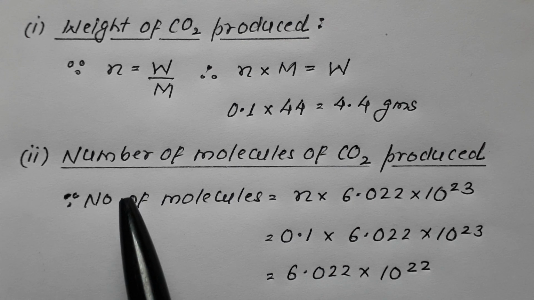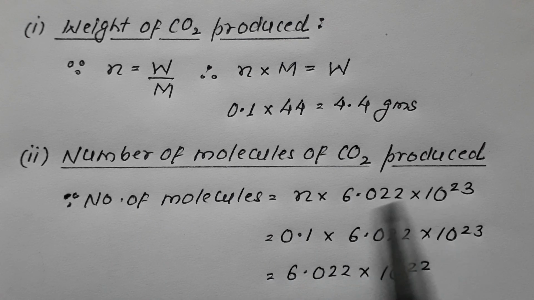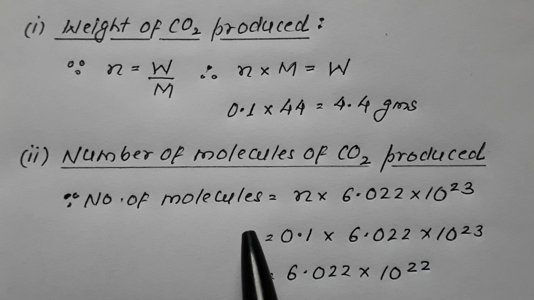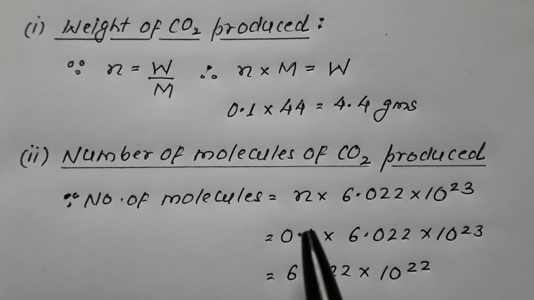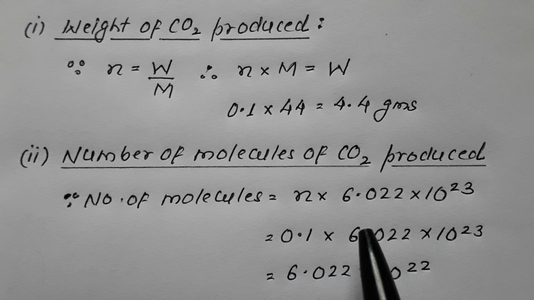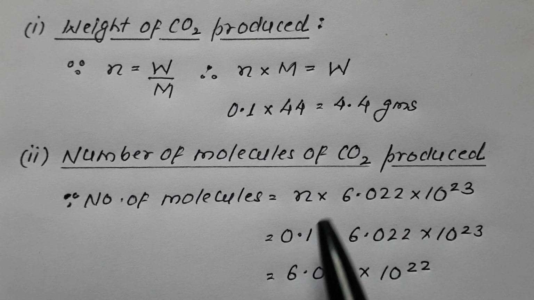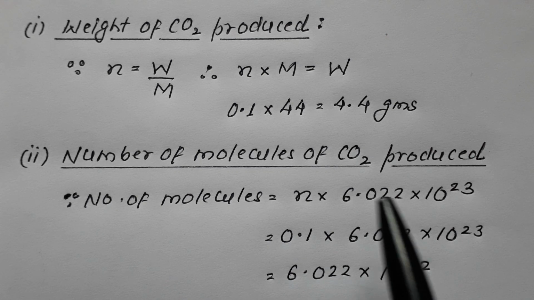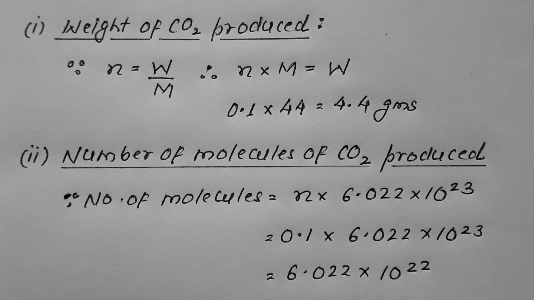Now we have to calculate the number of molecules of CO2 produced. The number of molecules is equal to N into Avogadro's number, 6.022 into 10 raised to 23. The value of mole we have is 0.1. The value of Avogadro's number is a fixed value. Hence the number of molecules of CO2 produced comes to be 6.022 into 10 raised to 22.